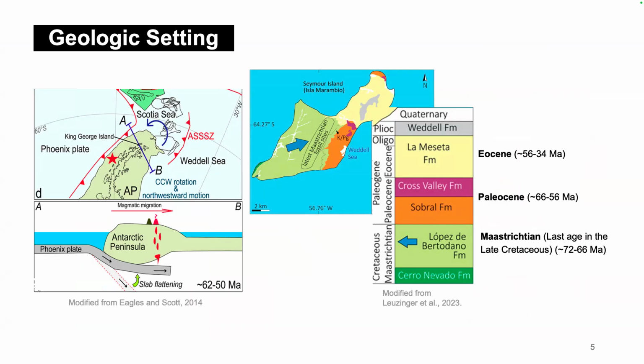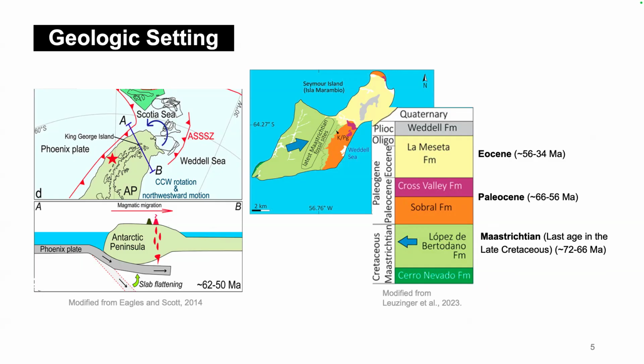During the Late Cretaceous, subduction formed a back-arc basin where the Lopez de Bertodano Formation accumulated. In the Paleocene, increased volcanic activity contributed to the deposition of the Sobral and Cross Valley Formations, with records of estuarine and lagoon environments influenced by episodic sediment influx. By the early to middle Miocene, uplift and basin reorganization led to the incision of La Meseta Formation.